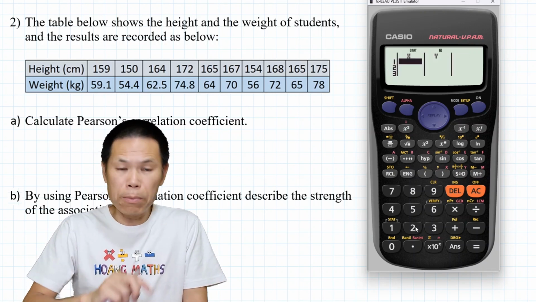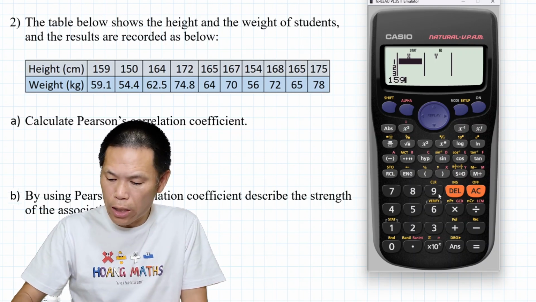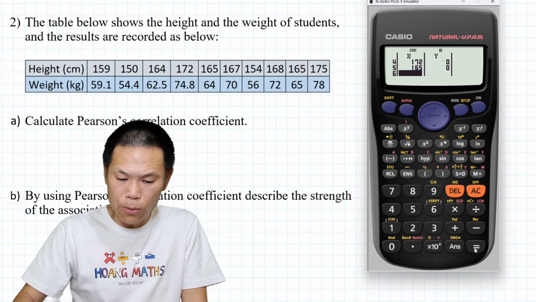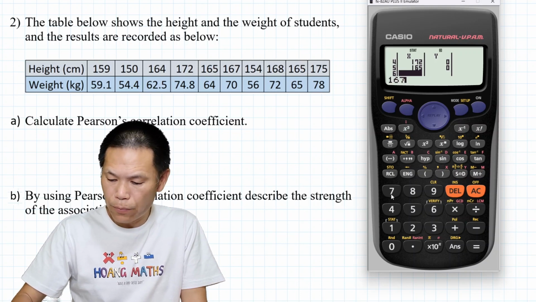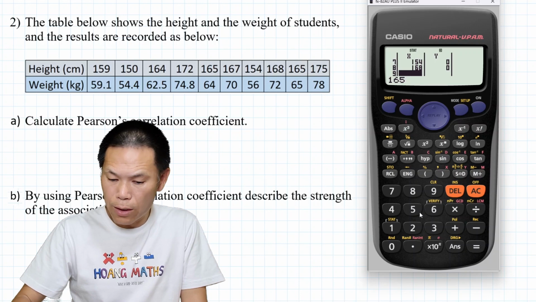So there you go. So let me just put the height first. So 159 equal, 150 equal, 164 equal, 172 equal, 165 equal, 167 equal, 154 equal, 168 equal, 165 equal, 175 equal.